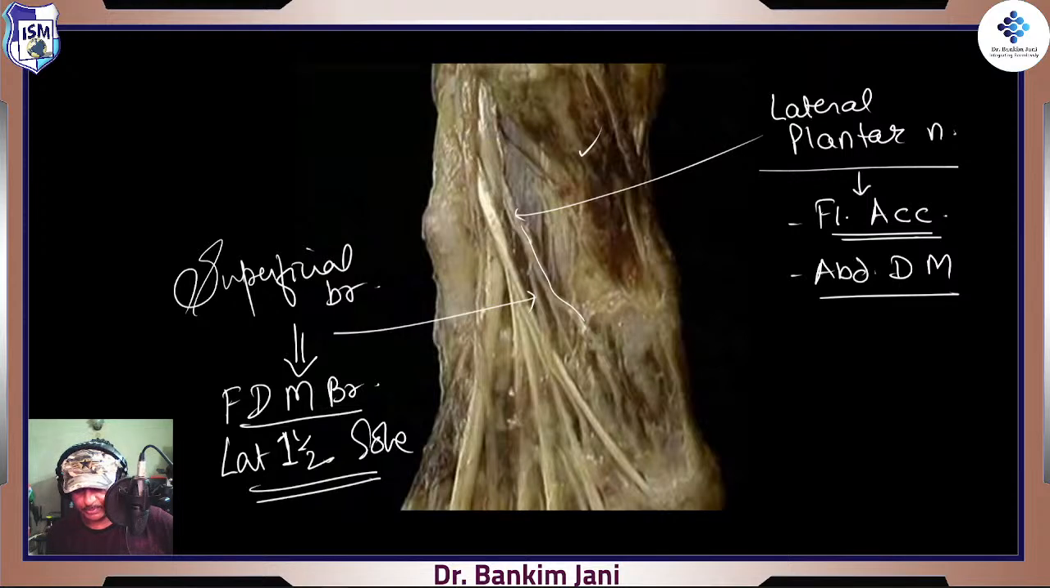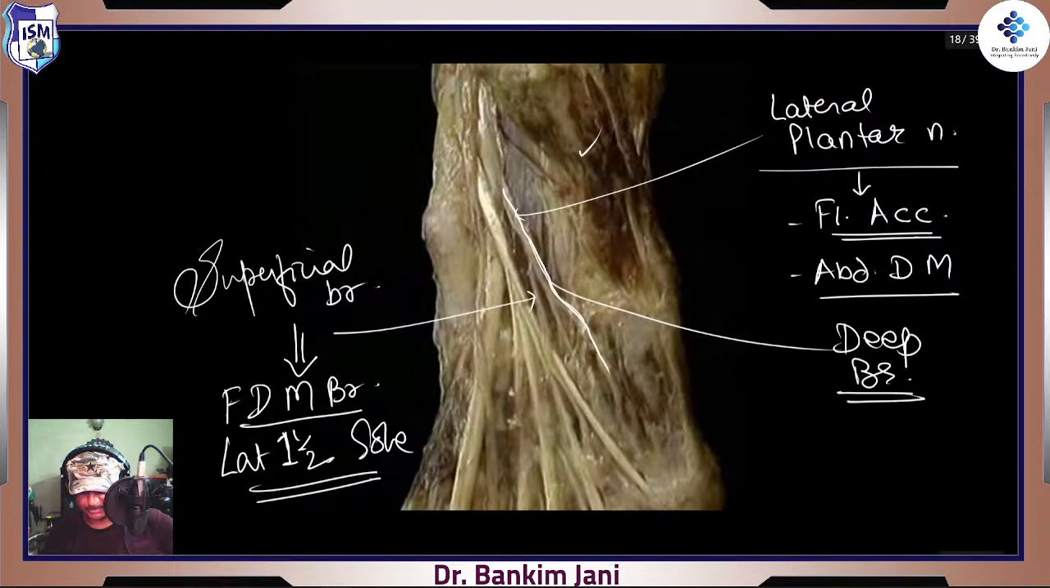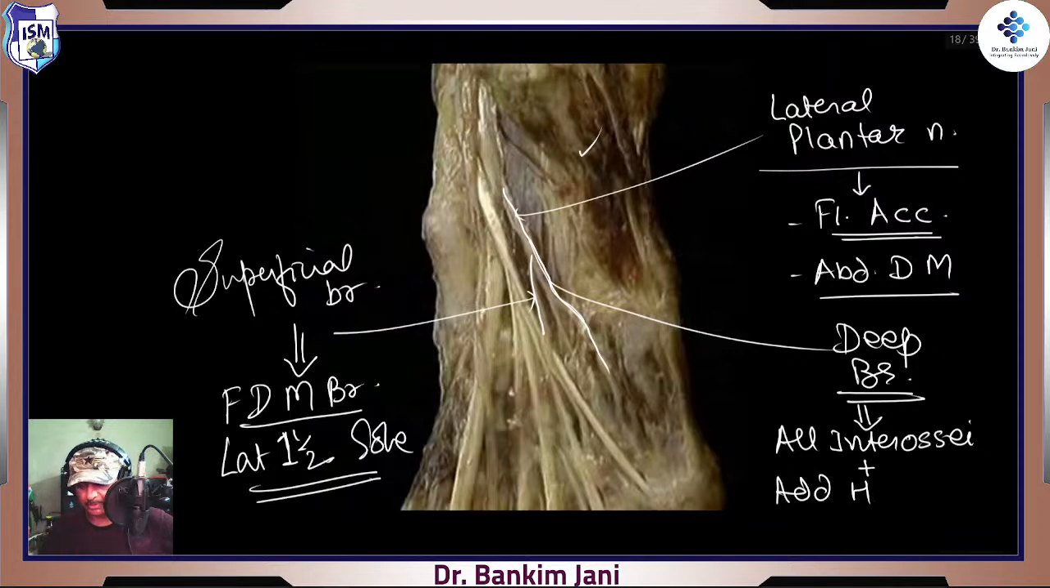And what you are watching over here is the deep branch. So watch it like this: it is this lateral plantar over here, and it divides. This is the deep branch, that's the superficial branch, and that's how it goes. This deep branch will give supply to all interossei. How many interossei were there? Right, 4 plus 3, plus adductor hallucis. So that's how it will supply.